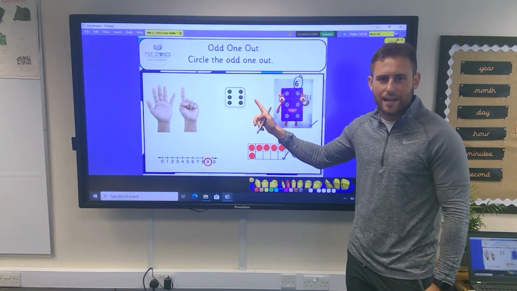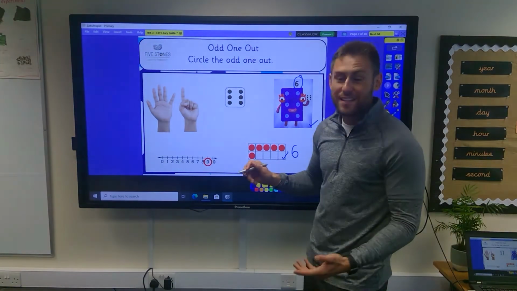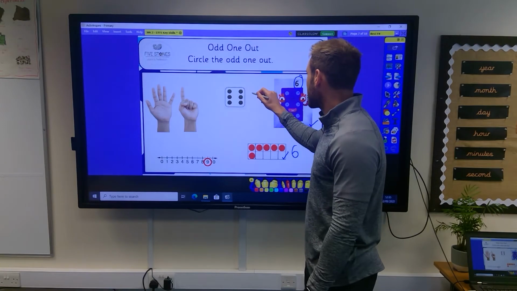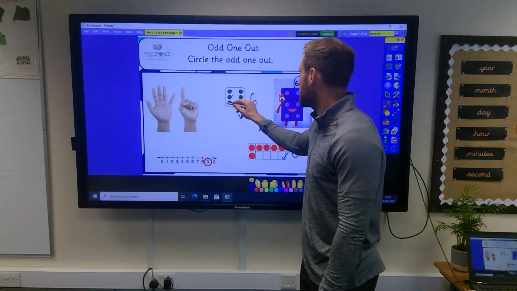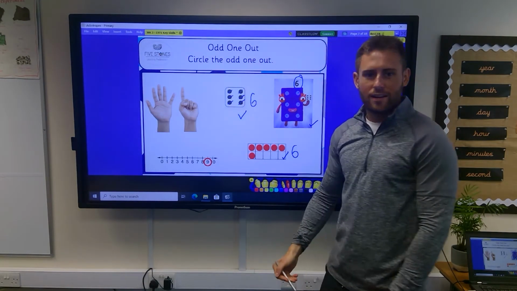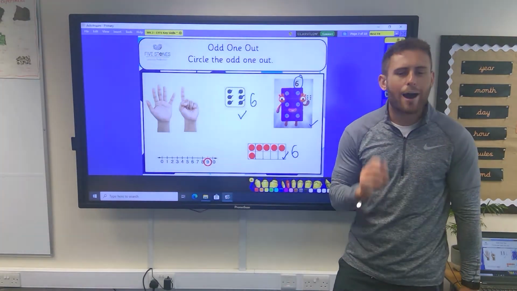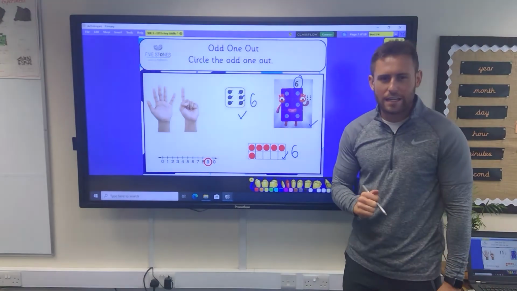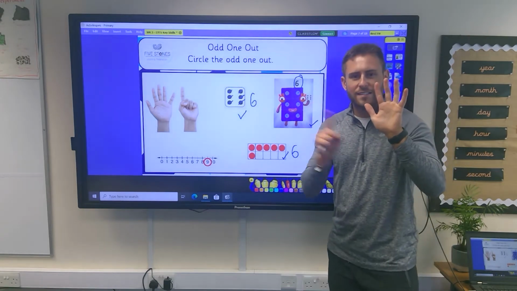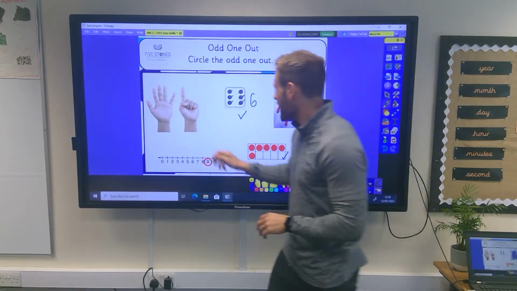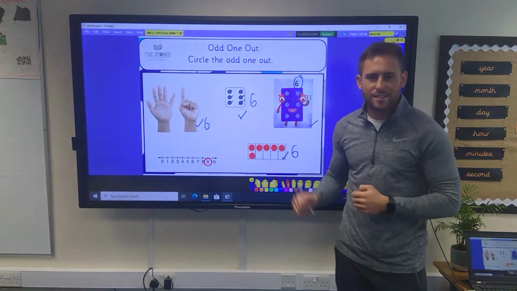What about this dice? What can we say? Yeah, we can see it as the number 6. So well done, that is the number 6. So we just double check. 1, 2, 3, 4, 5 and 6. Good work. Now we have 2 hands. How many fingers are shown on the hand? Yeah, we have 5 on one hand. 5 and 1 more than 5 is 6. So this is also another way we can see the number 6.